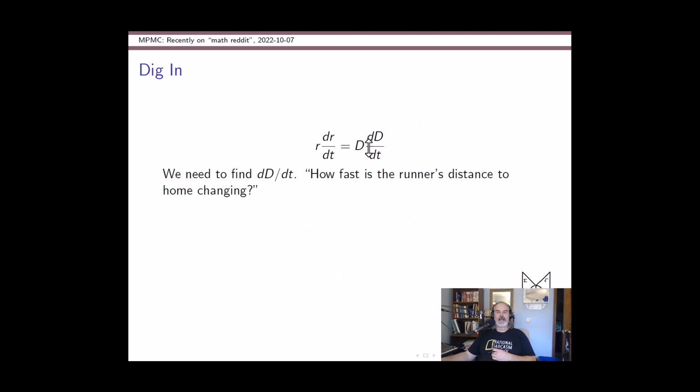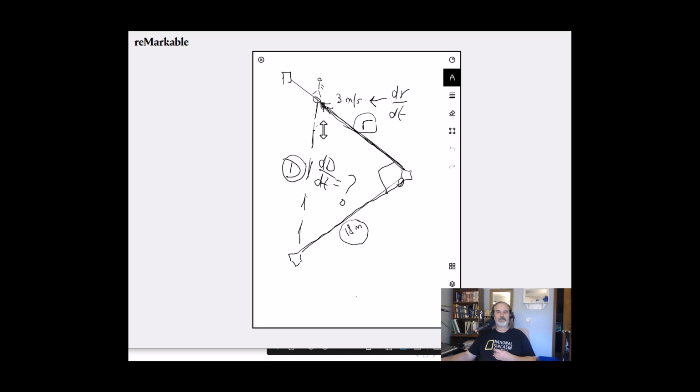Okay. We're asked to find d over dt. Because the prompt in the question said, at what rate is the runner's distance to home changing? So we're being asked for this value. We're being told that we're calculating this value when the runner is 3 meters from second base. Now, if it's an 18-meter base path, when we're 3 meters from second base, now we know what R is. Okay, so we know R. We don't know D directly, right? But we can calculate it.